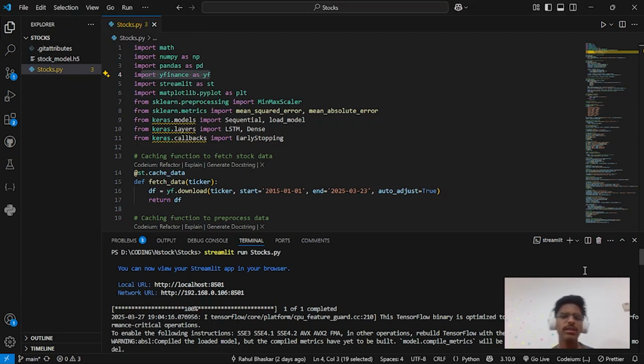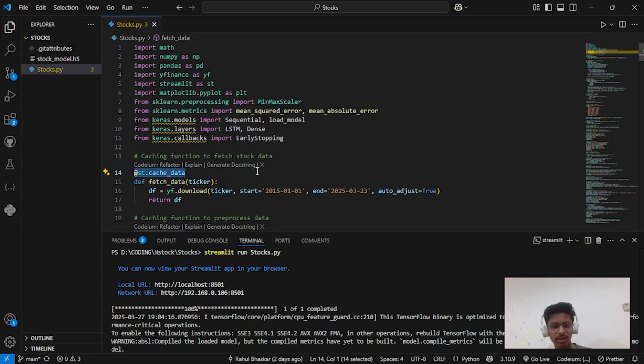Hello guys. This is the code of a stock trend prediction web app built with Streamlit and using an LSTM neural network for time series forecasting. This app starts by pulling historical data using the Y Finance API, and then the data is cached with st.cache_data to improve the performance.